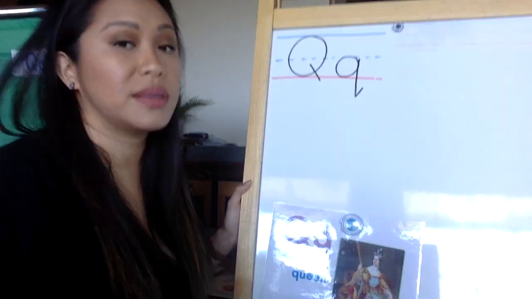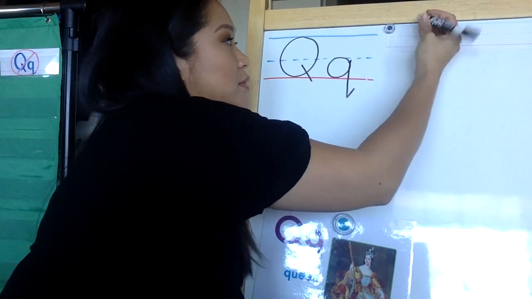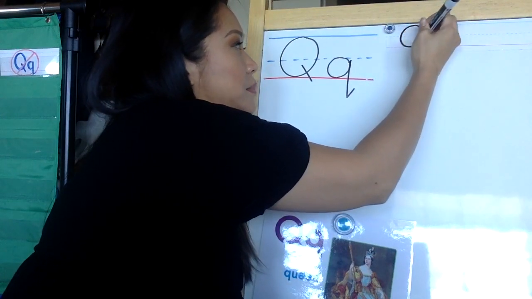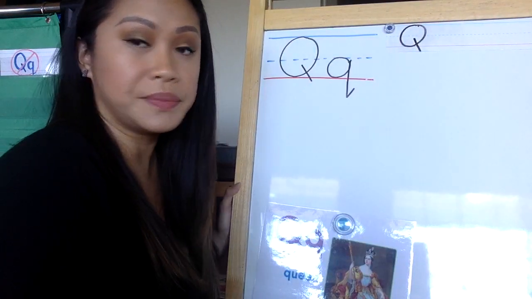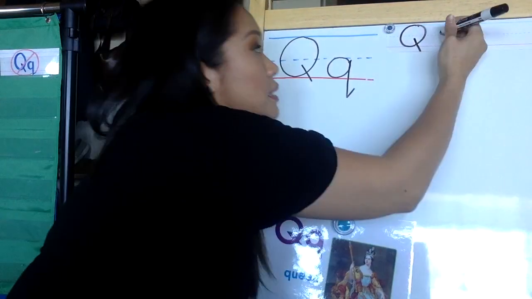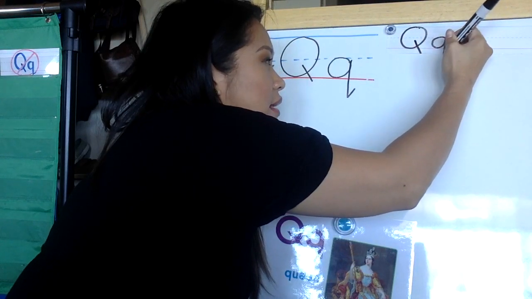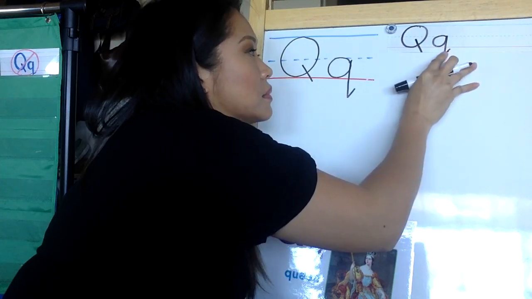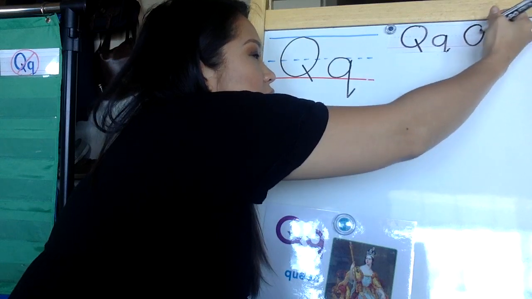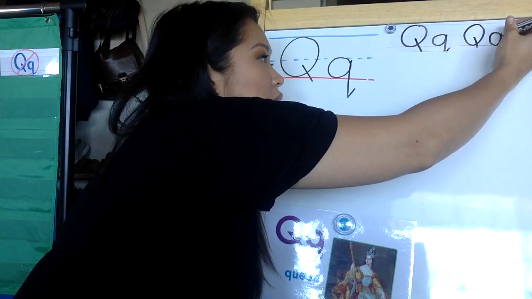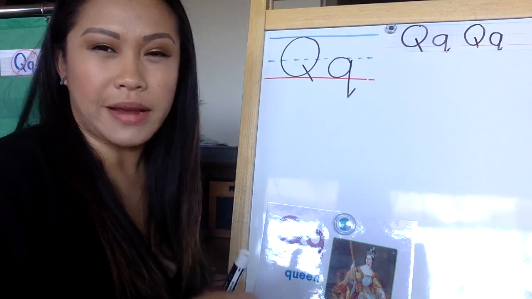Okay, let's try to practice some more Qs over here. Remember, we want to start at the top for the uppercase one. Make a big O and then make a line through. That's an uppercase Q. And then the lowercase q is a circle right underneath that middle line. Go past that red line and then a little hook. Okay, got it? So when you're making your uppercase Qs and lowercase Qs, remember, just do it carefully. It's not a race. It's about doing it neatly. Okay? All right, good job.